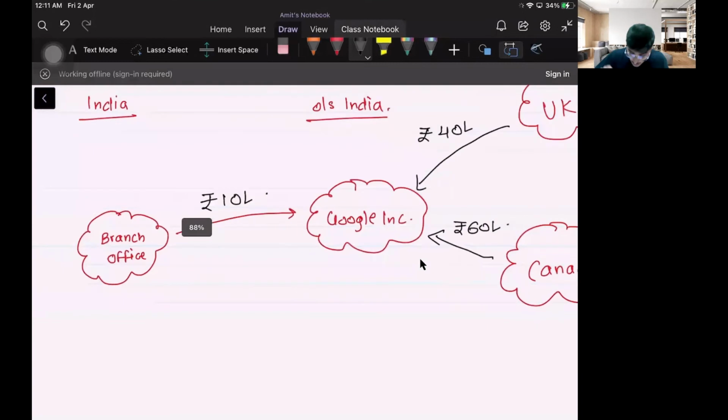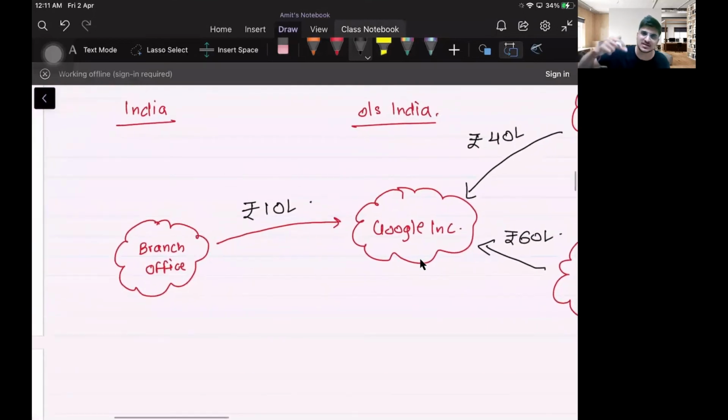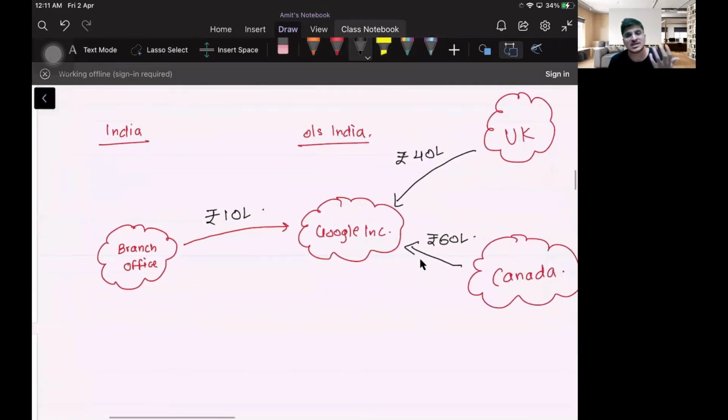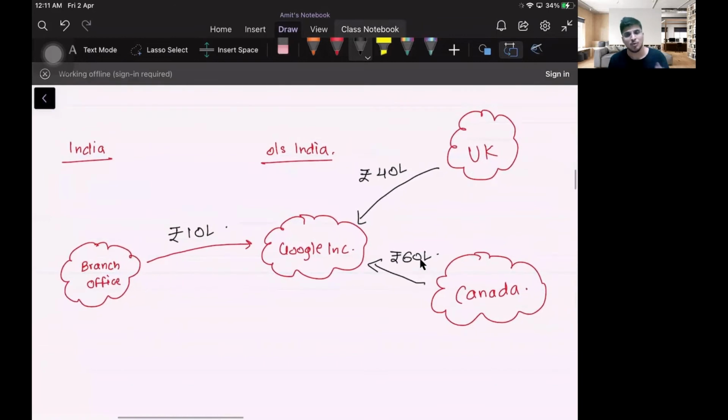So we saw, if the non-resident has a business connection in India, that non-resident will have to pay tax in India. So sir, on which amount will this tax be levied? What will be the income? Will it be 10 lakhs plus 40 lakhs plus 60 lakhs? So the answer is no. India is concerned only about the income which is getting generated from India. So they can charge tax only on 10 lakh rupees, and they cannot charge tax on 40 lakhs and 60 lakhs. Is it accrued in India?